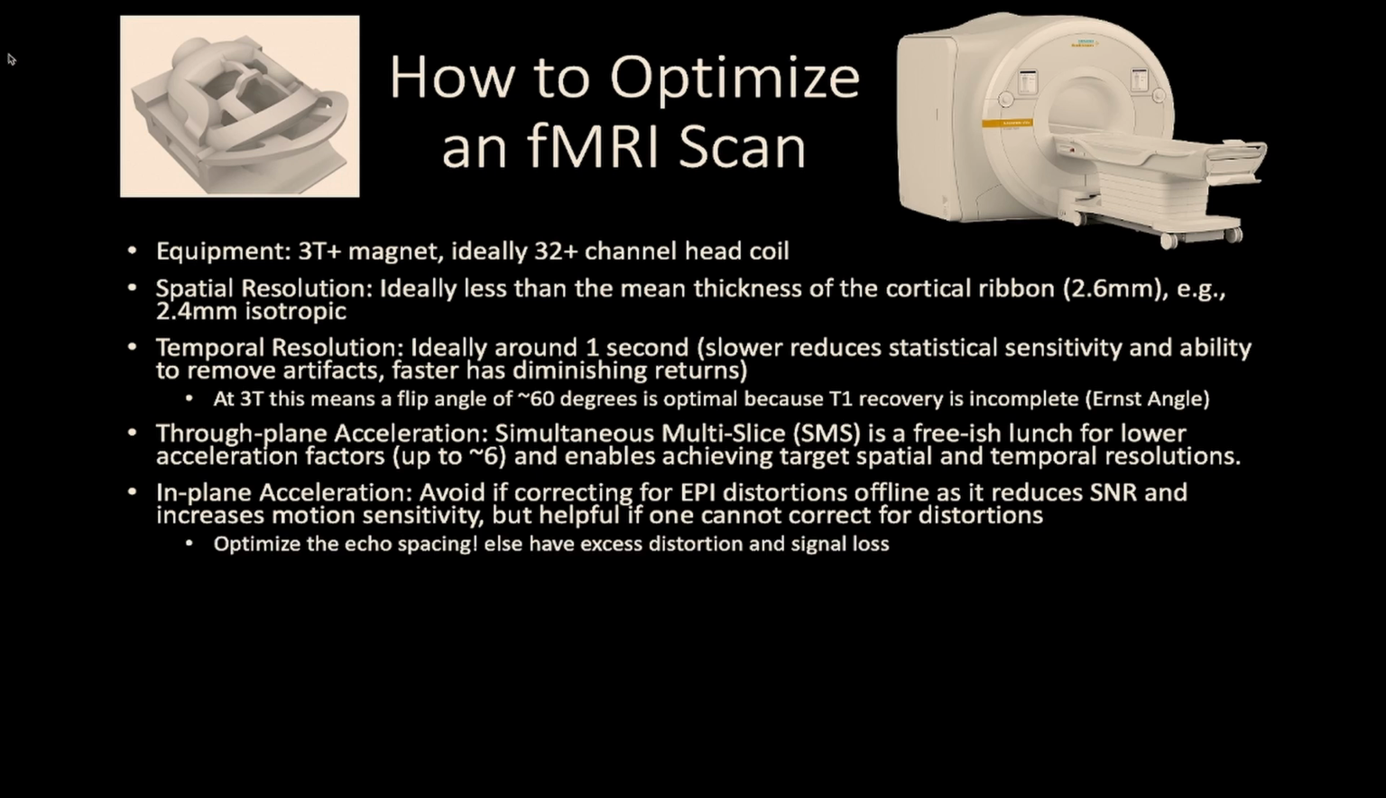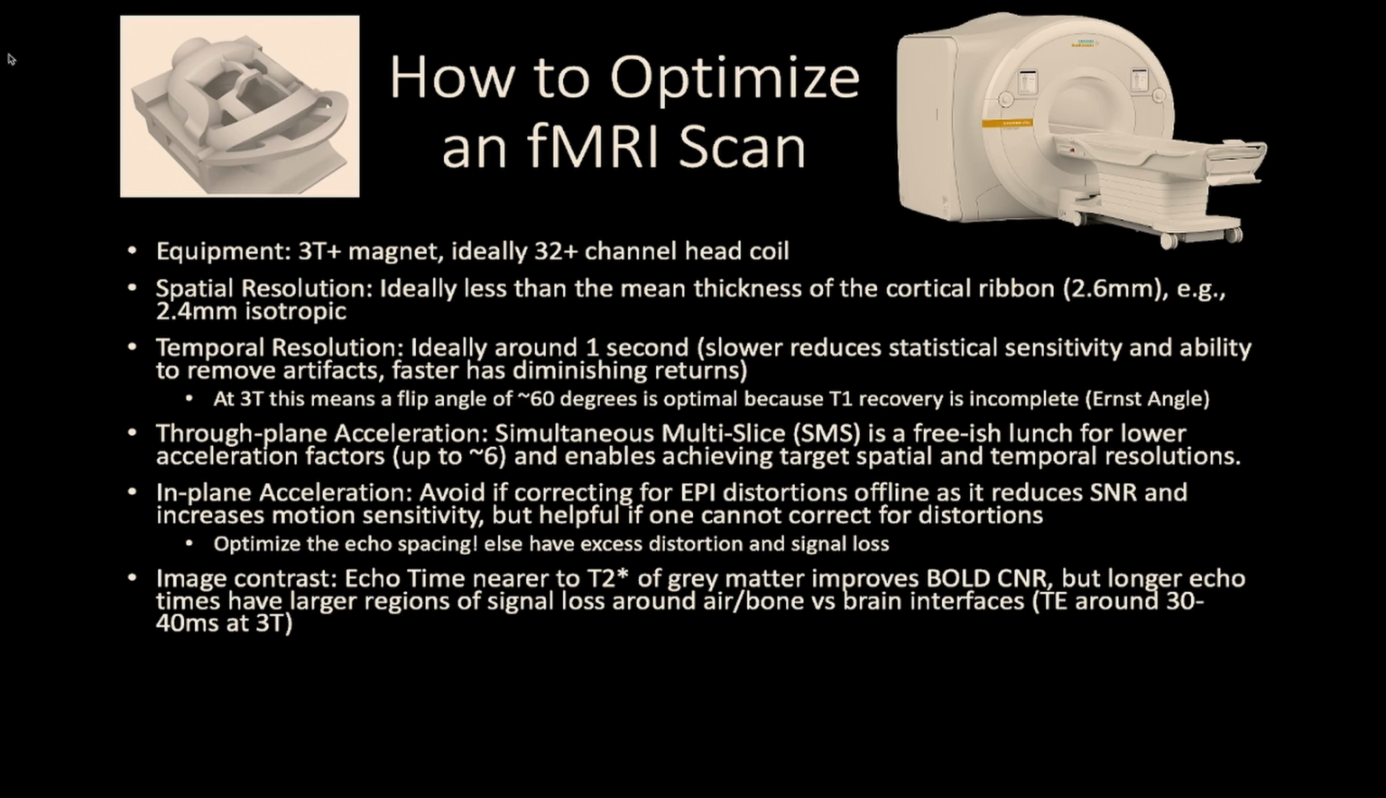Make sure to optimize the echo spacing. That's the parameter that controls how much distortion and how much dropout is in your images, and it's very common to see clinical protocols where that number is not optimized, and so the images are much worse quality than they need to be. In terms of the contrast, you want an echo time near the T2 star of gray matter. That gives you the best BOLD contrast to noise, but then you have to balance that with the longer echo times giving you more signal loss. So people are usually using TE around 30 to 40 milliseconds.